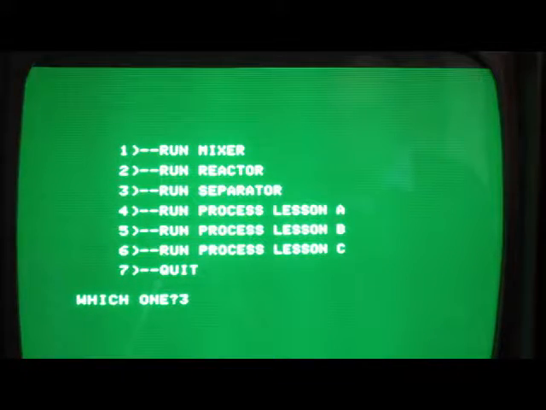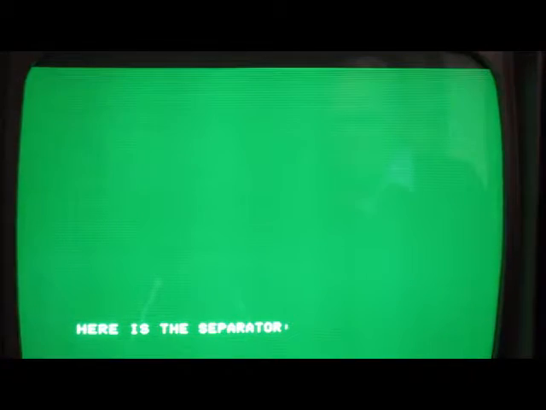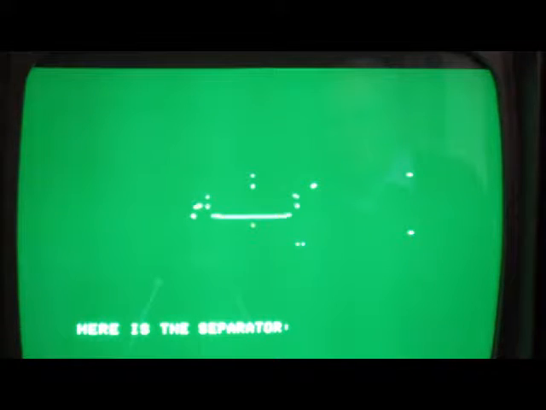Next, we're going to study the separator. A separator splits a stream into two, depending on the type of device: extraction, flash, distillation, absorption. The two outlet streams have different compositions. That is, each component is separated differently. Here is the separator.